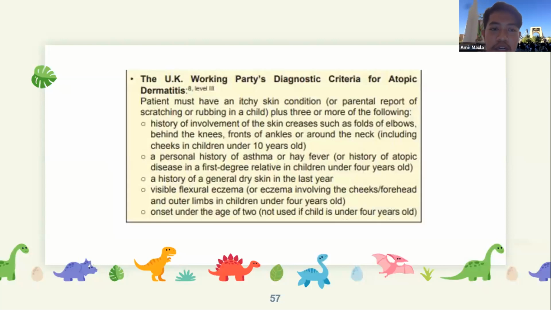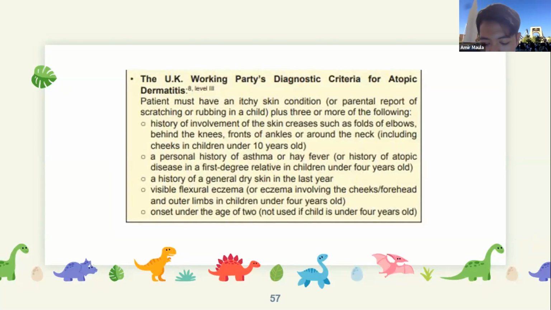Okay, so if we use the Working Party's diagnostic criteria, the patient must first have an itchy skin condition, pruritus, plus three of the following: history of involvement of skin creases, any personal history of asthma or hay fever, history of generally dry skin in the last year, any visible flexural eczema, and onset under the age of 2.